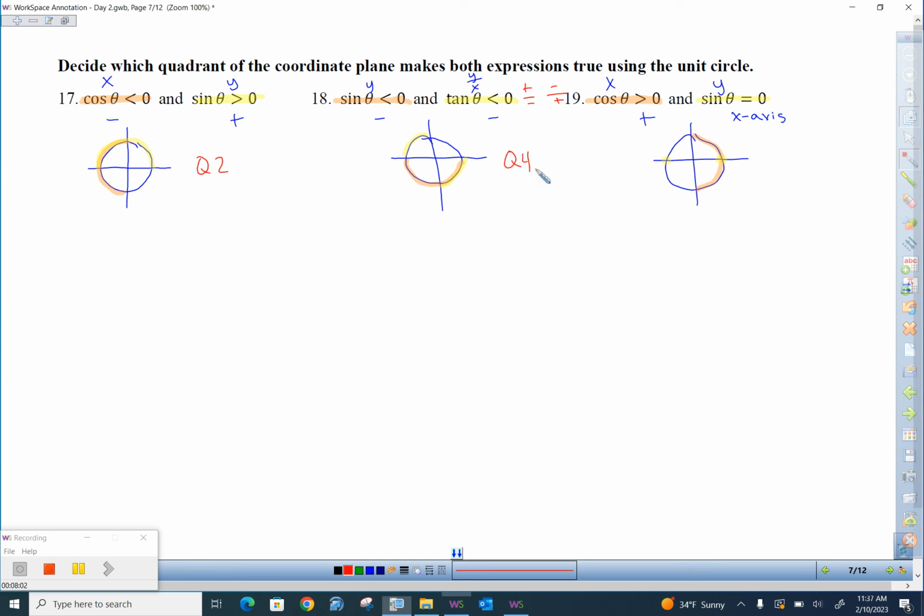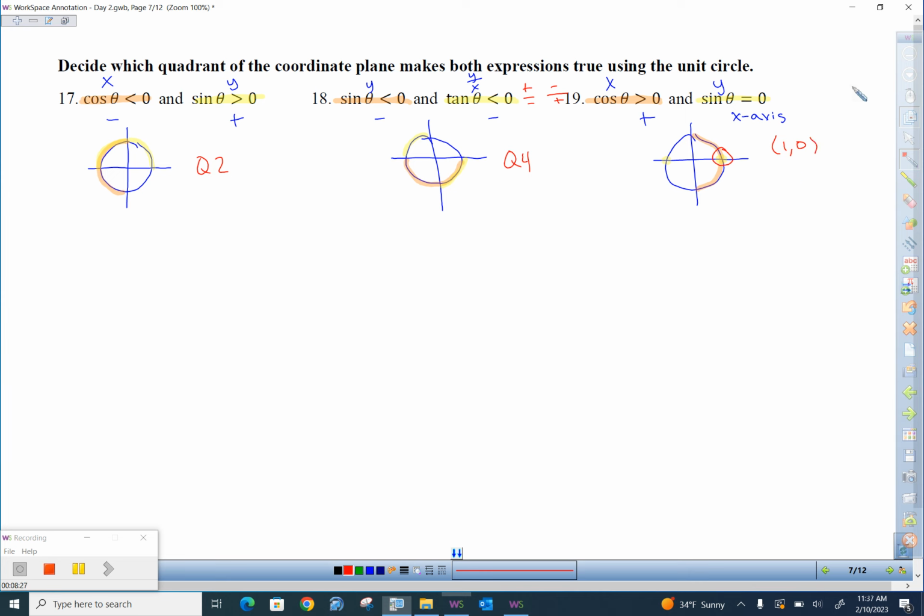Okay. Last one here, the first part was pretty straightforward. Cosine is positive, x is positive. But when sine is 0, that's not a quadrant at all. That's on your x-axis. And there are only 2 points where that circle intercepts the x-axis, here and here. And there's only one that is the winner. So this is not a quadrant at all. It's this point that was at 1, 0.